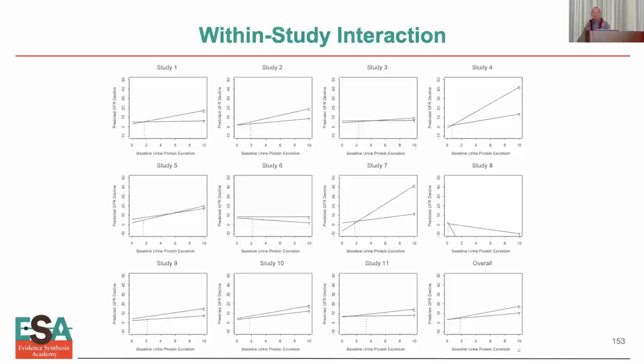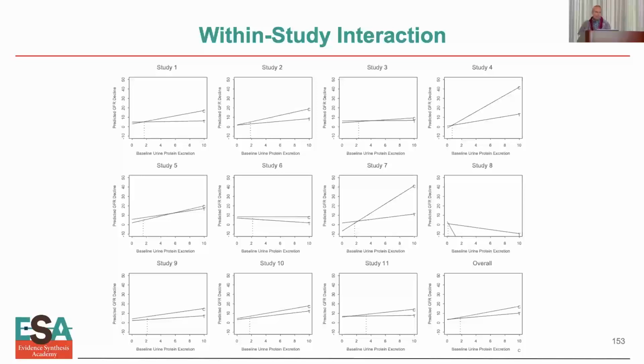Okay, here's another example from a study I worked on a long time ago. There are 11 studies here, and then there's an overall effect. This was a kidney function study, and we were looking at how kidney function declined as measured by GFR. That's on the y-axis, and the x-axis is the person's baseline urine protein excretion, meaning how much protein they were excreting into their urine at the baseline of the study. The two lines are labeled C and T. Generally, C is the higher line and T is the lower line, so that's the control and the treated group.